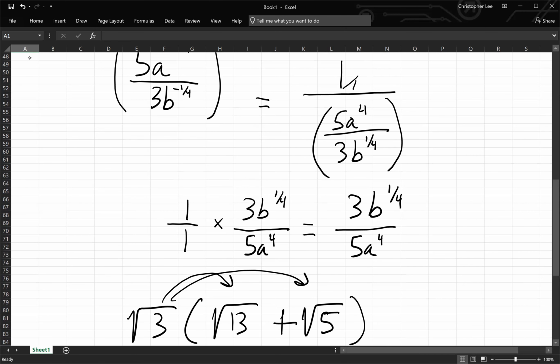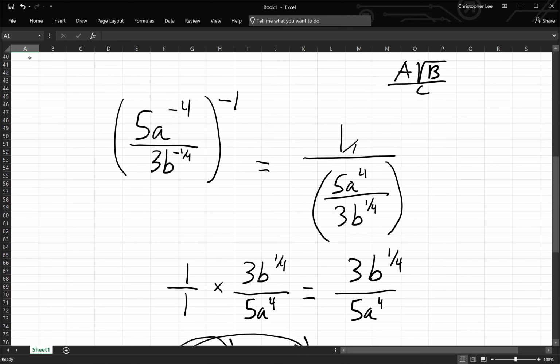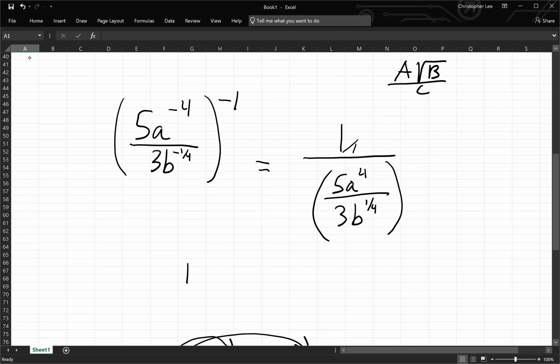Oh, they got negative powers. My fault. I didn't do the negative parts on the side. My fault. You know what? Low key for this one, I'll just erase this. My fault. I overlooked the negatives on the inside.